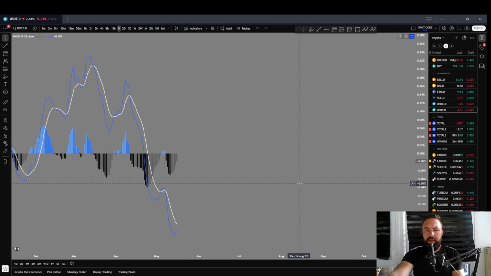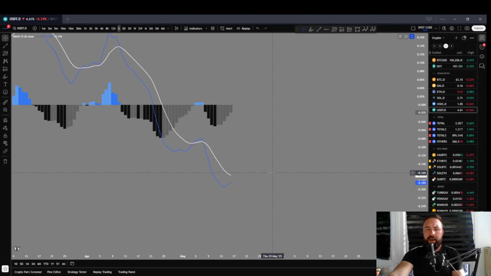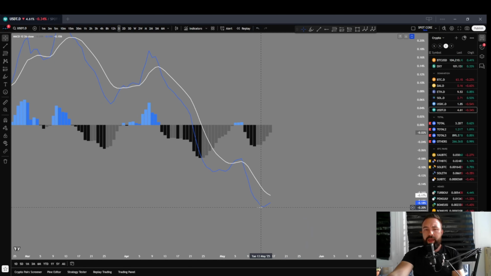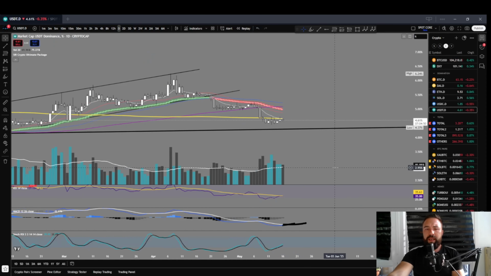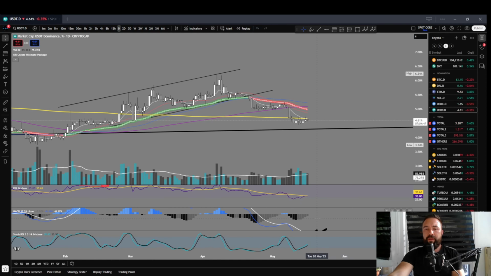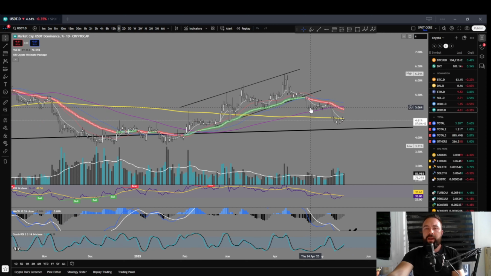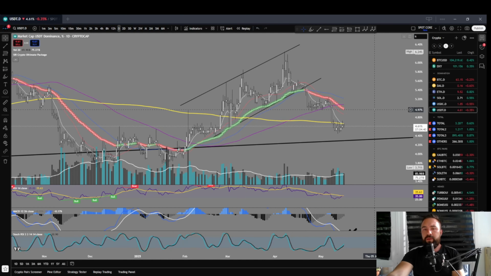On the MACD, this is something I didn't want to see, because whenever it is on the bottom and it crosses to the upside, let me just get my marker. Wherever both lines cross to the upside, that's very bearish, because basically what MACD says is we're going to have momentum to push higher, and we don't want to see USDT going higher. So we might actually push all the way until this support, which is 5%.